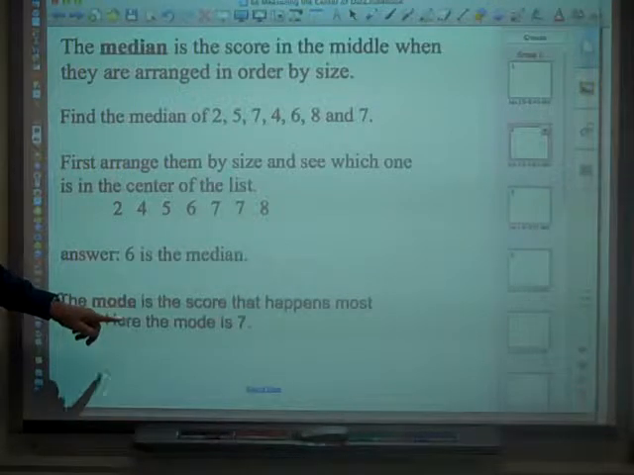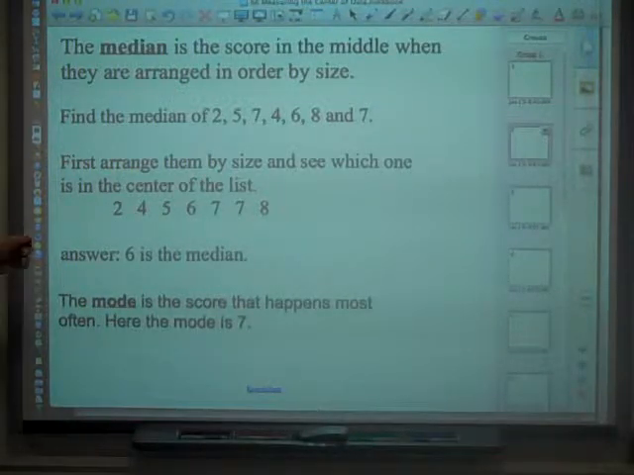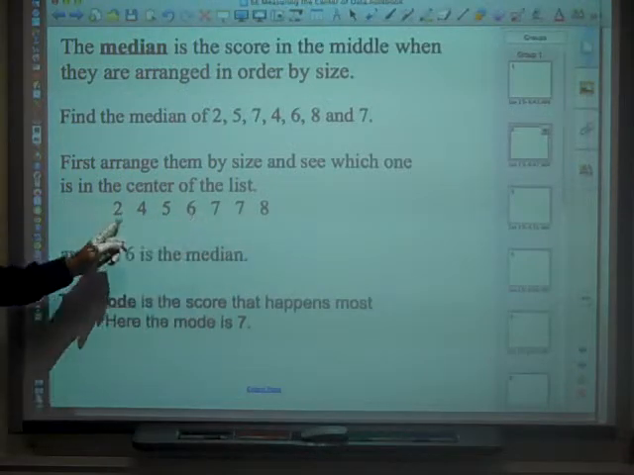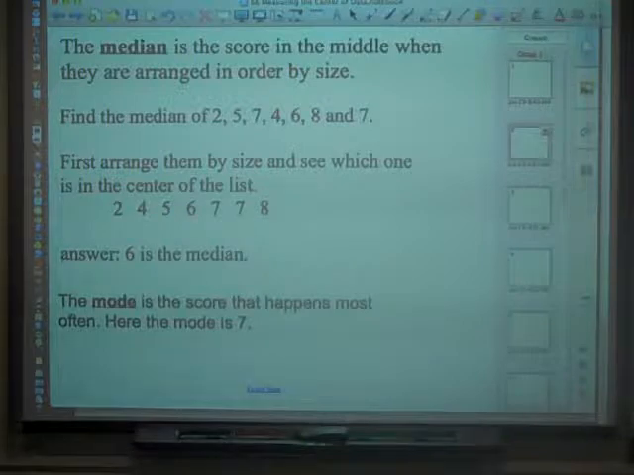And remember what the mode was? The one that happens most often? Good, Timo. Did any of these scores happen more than the others? Looks like 7 might be the mode. So that's the mean, median, and mode. That's pretty straightforward.